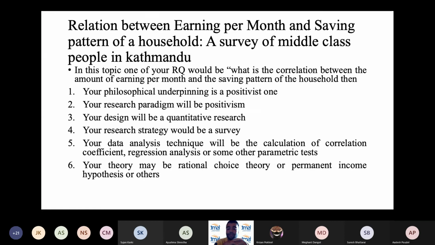Your data analysis technique will be calculation of correlation. As in the previous example, where we found the percentage of students being affected, here your calculation will be average, mean, correlation coefficient, regression analysis, and some other parameter tests that are needed for your research. And your theory may be rational choice theory or the permanent income hypothesis, or whatever you choose, as long as it is based on economics. Your theory might be anything related to the economy. If there is any, you have to show that in your context.